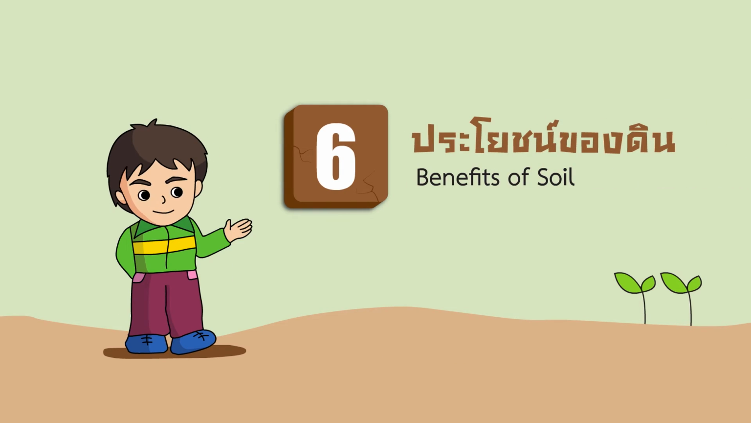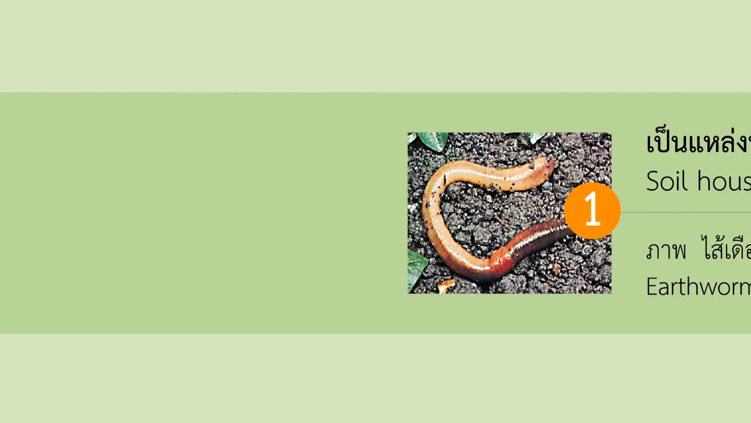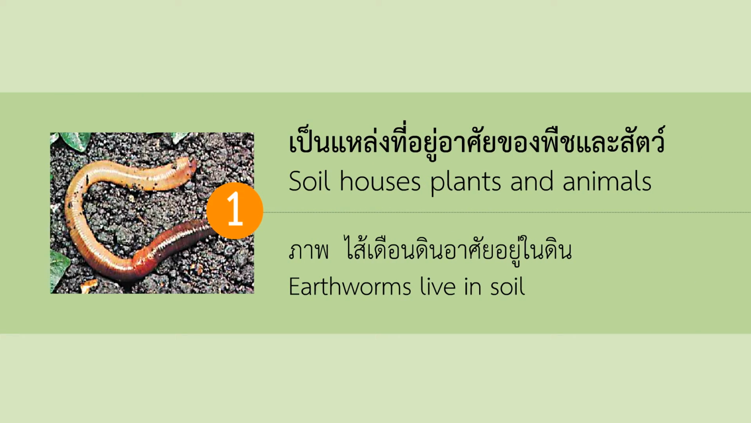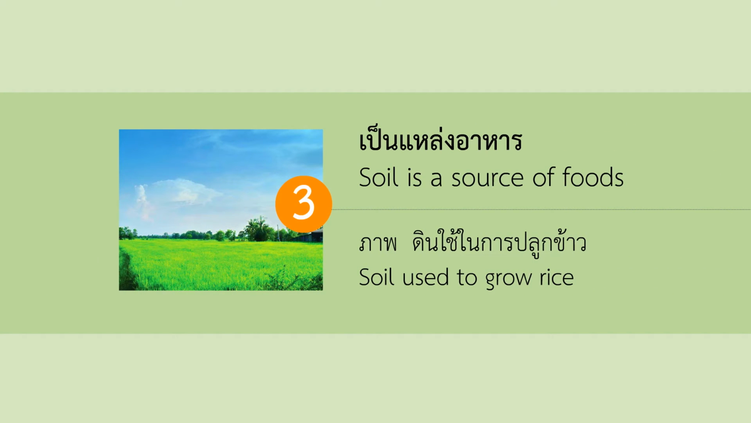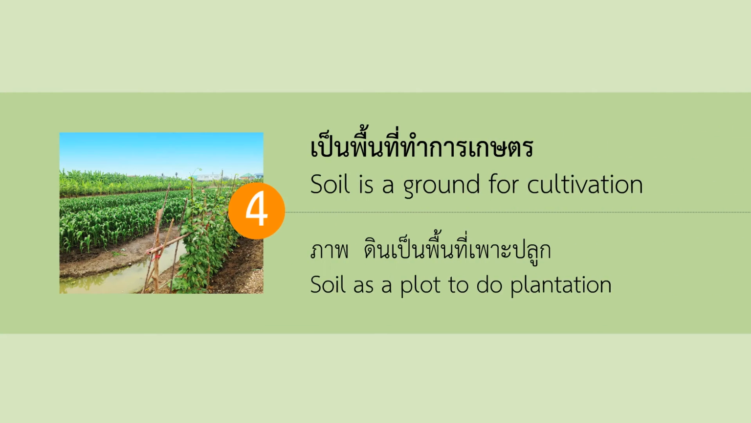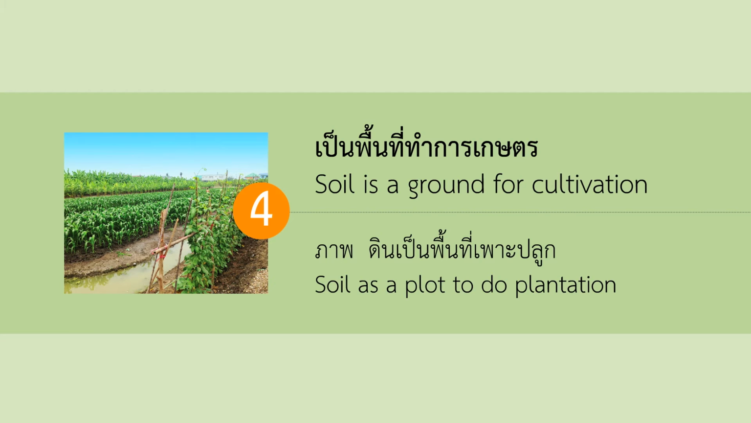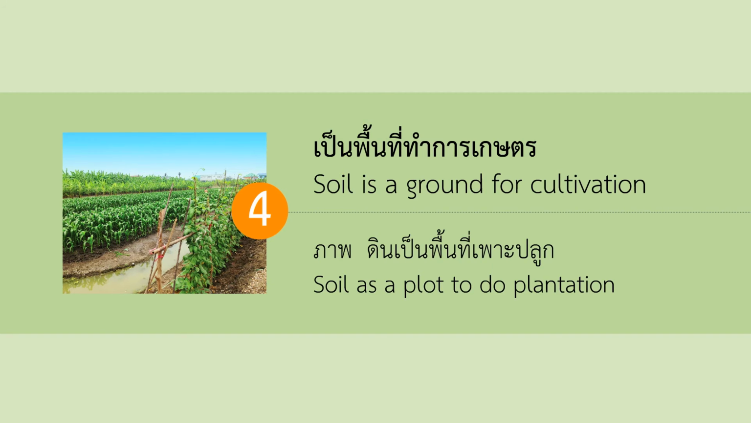6. Benefits of soil. 1. Soil houses plants and animals. Earthworms live in soil. 2. Soil is used to build houses and buildings. 3. Soil is a source of foods. Soil used to grow rice. 4. Soil is a ground for cultivation. Soil as a plot to do plantation.